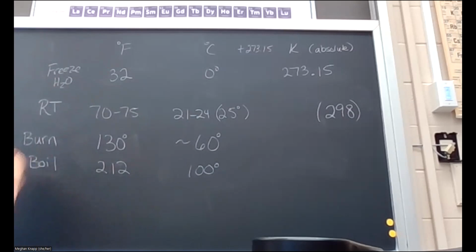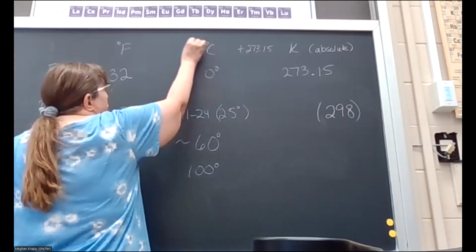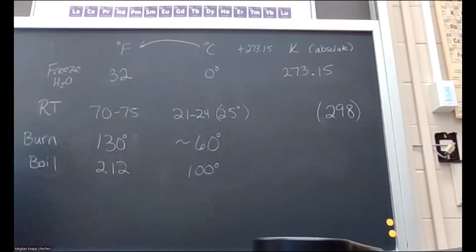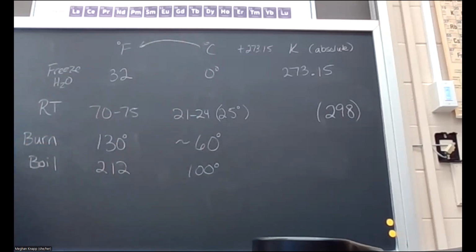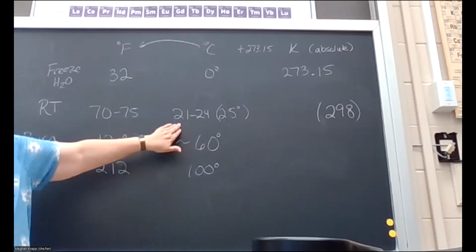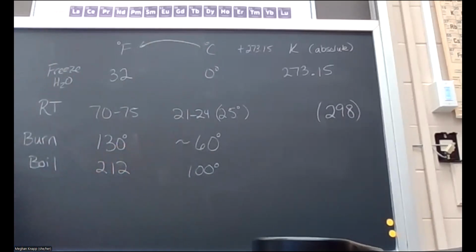How do we get back and forth between these two? So to go Celsius to Fahrenheit, if I'm thinking about temperatures that are kind of in this 100-degree range, I just use double and add 30. So if I were going from, say, 20 degrees Celsius, double 20 would be 40, and then add 30 would be 70. So it's right in that ballpark.